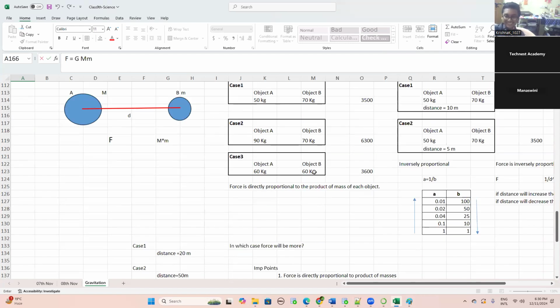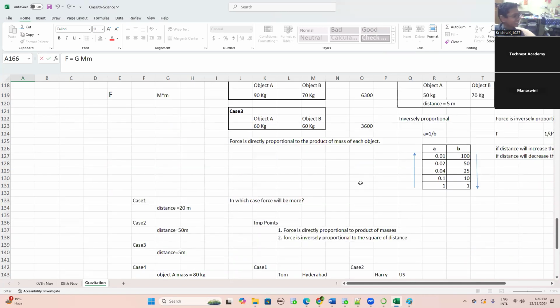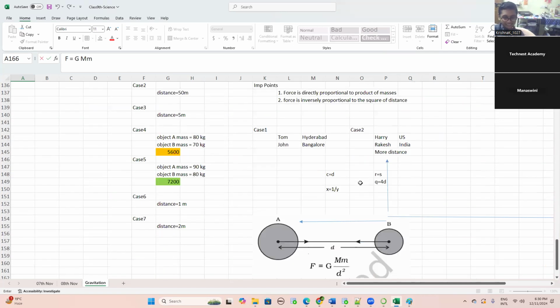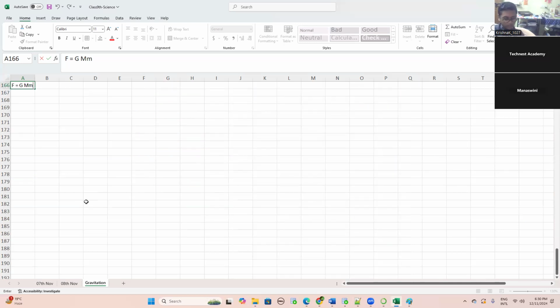So why am I teaching all these things? Because I want my students to know each and everything in depth: how the formula is derived, what is the meaning of directly proportional, what is the meaning of inversely proportional, why we are giving a constant. All these scenarios are very important. Now on Friday I will take a test in the first 15 minutes, and I will ask all these things again.